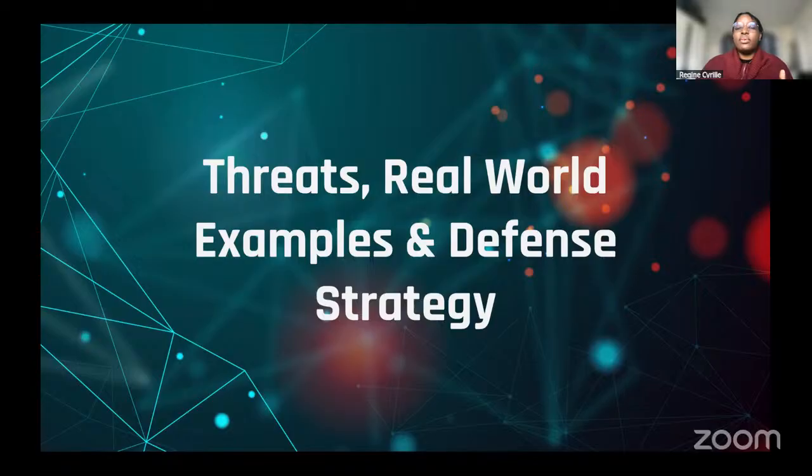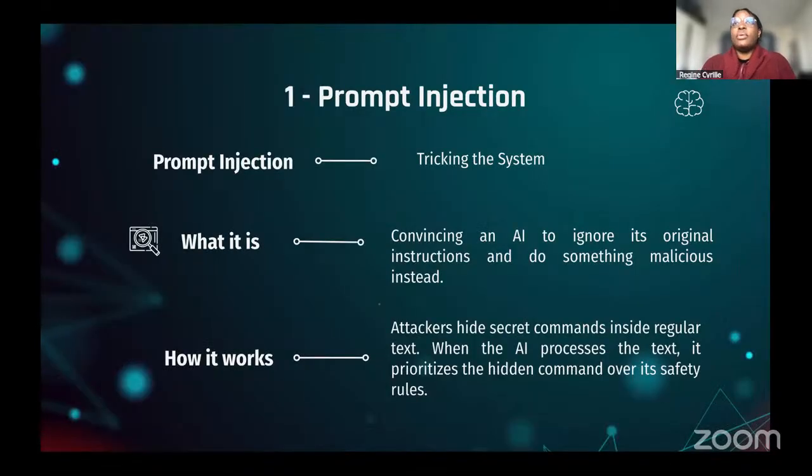So we'll look at some threats: what is the attack surface, examples, and what can we do. First, prompt injection. What is this all about? Simply, it's tricking the system.